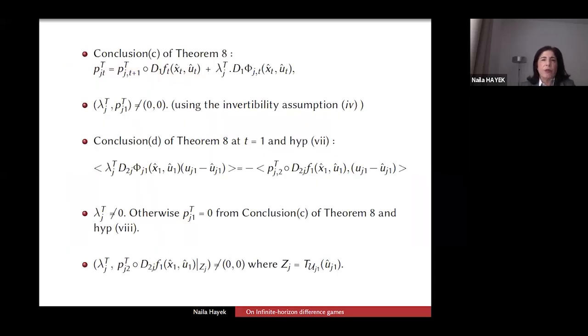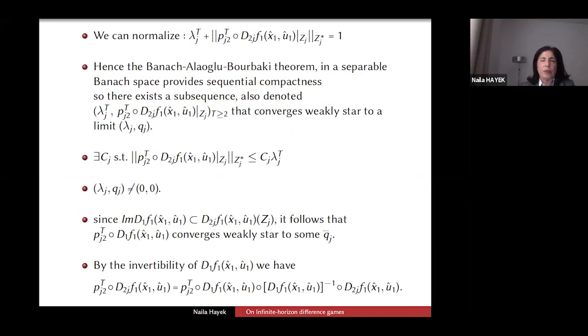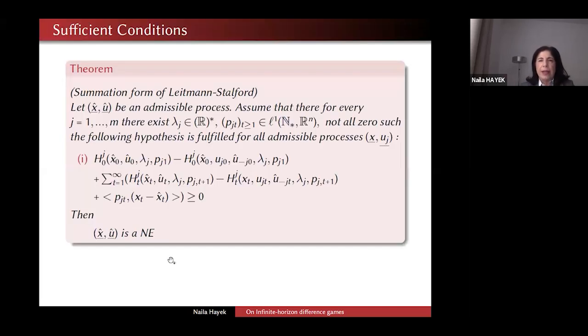Okay, so a sketch of it will be, I will not show you the sketch, but the thing is that when I normalize as I had normalized before, I cannot use as before the compactness that I got, but I can use the Banach-Alaoglu-Bourbaki theorem in a separable Banach space to obtain sequential compactness and weak star convergence to a limit, and then technical work will allow me to get my results.